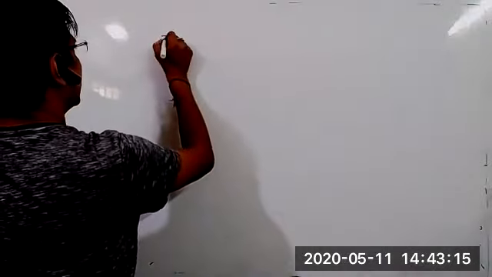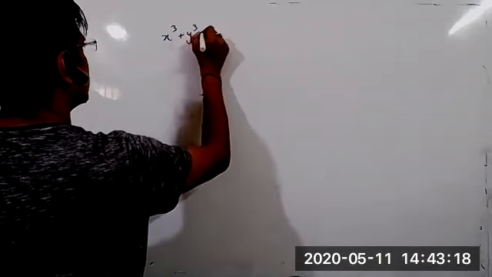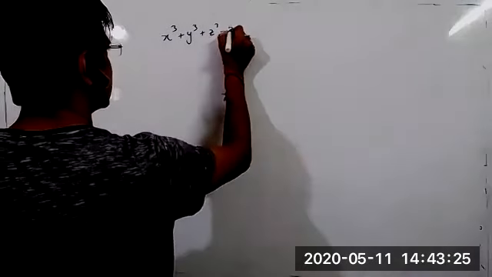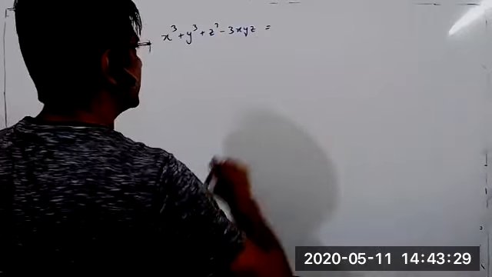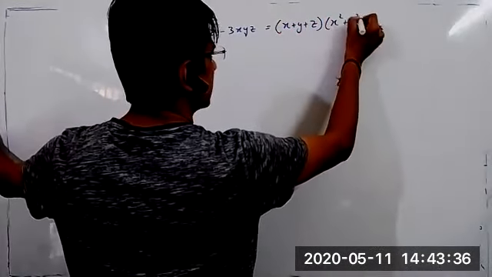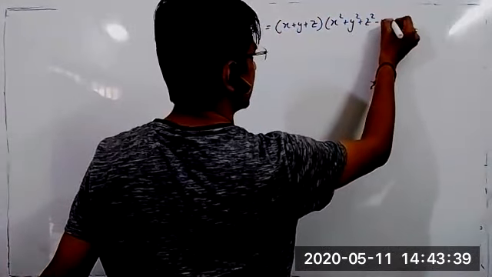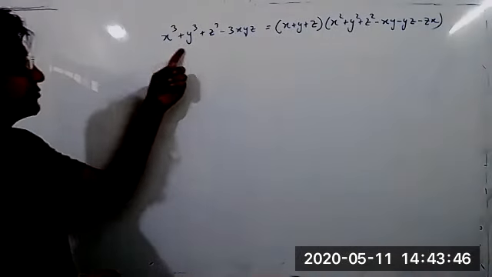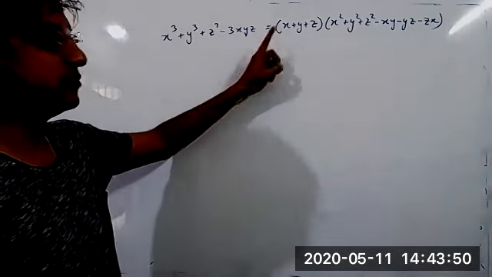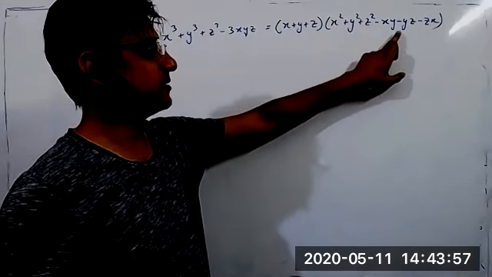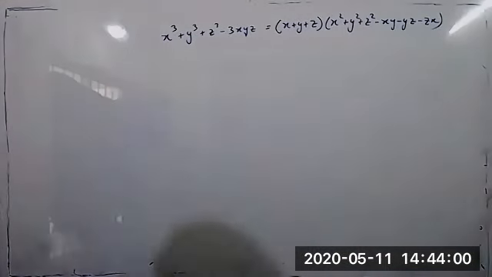So this new identity is x cube plus y cube plus z cube minus 3xyz, which can be written as: x cube plus y cube plus z cube minus 3xyz equals x plus y plus z into x square plus y square plus z square minus xy minus yz minus zx. Please write this identity.